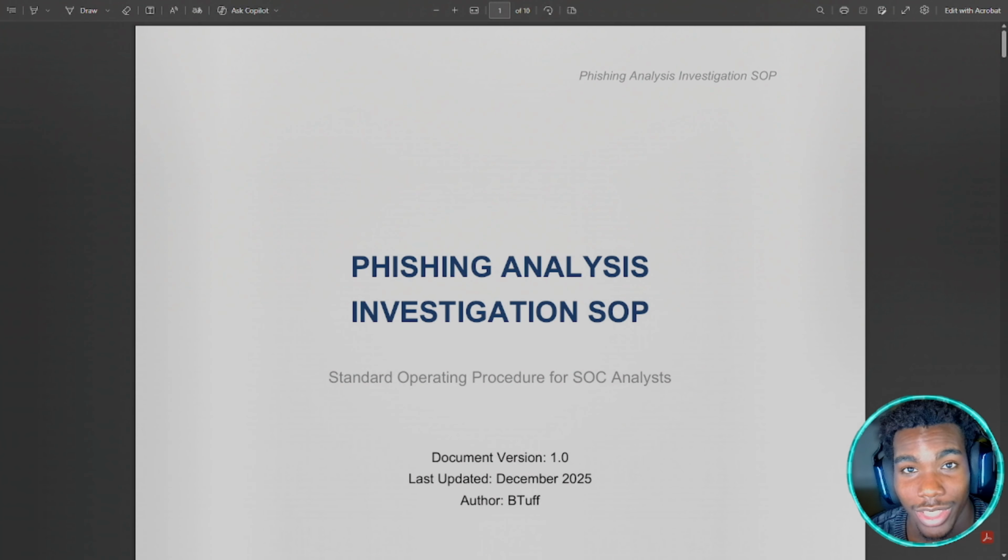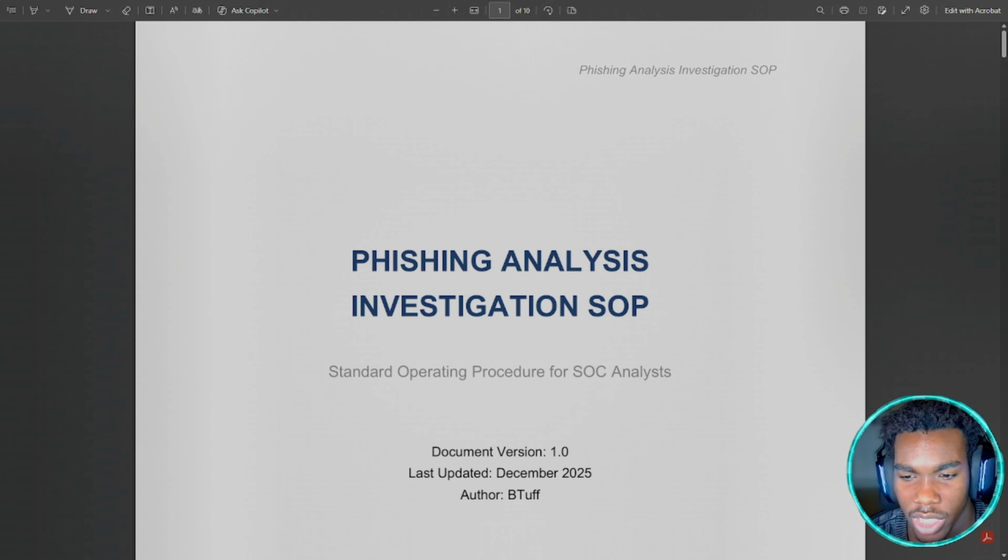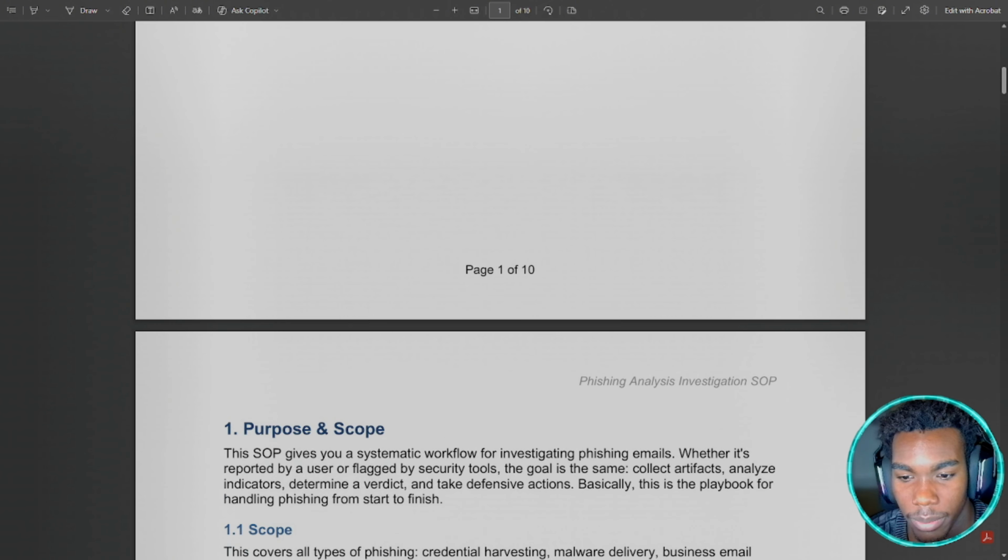Let's get into it. All right, so to start our investigation, we're going to be using our standard operating procedure that I actually built studying for the Blue Team Level 1 certification. I built this so that I can have a step-by-step breakdown on how I'm going to investigate phishing emails every single time so I don't miss a beat and I make sure to do everything thoroughly. So we're just going to give a quick overview of it here.